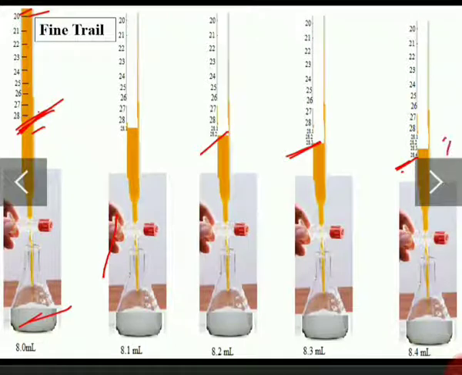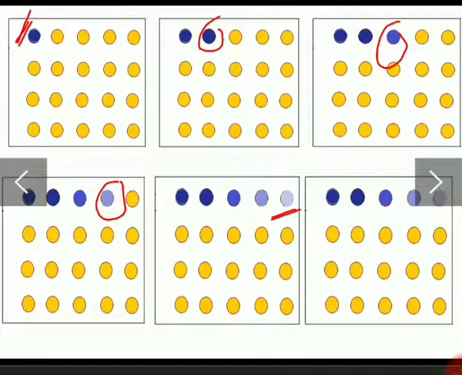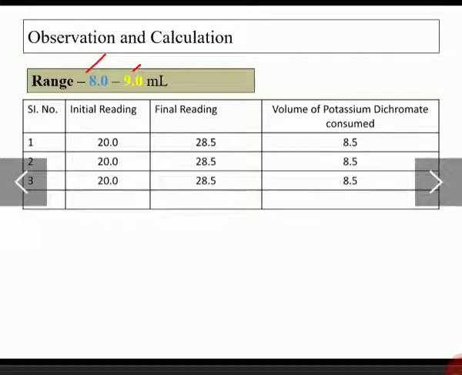Again add 0.1 ml from the burette into the conical flask. Bring the sample in contact with the indicator. You can see here indicator has not produced any color. It says that the end point is here. It is 8 ml addition, 8.1, 8.2, 8.3, 8.4. This one is 8.5. For 8.4 ml you have got color. For 8.5 ml you have not got color, so that the end point is 8.5.